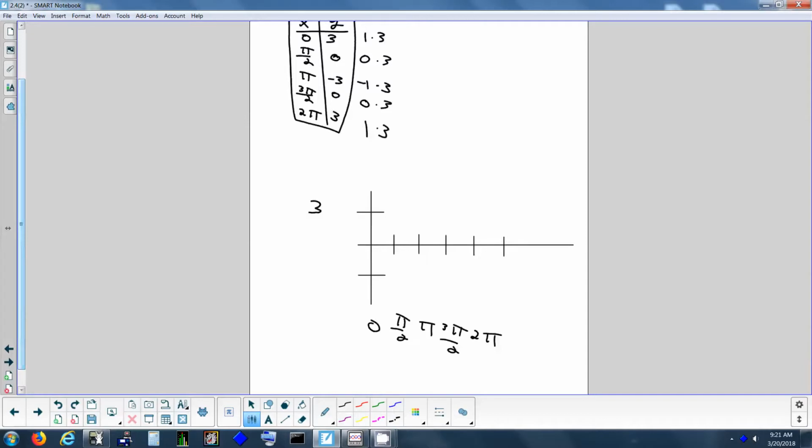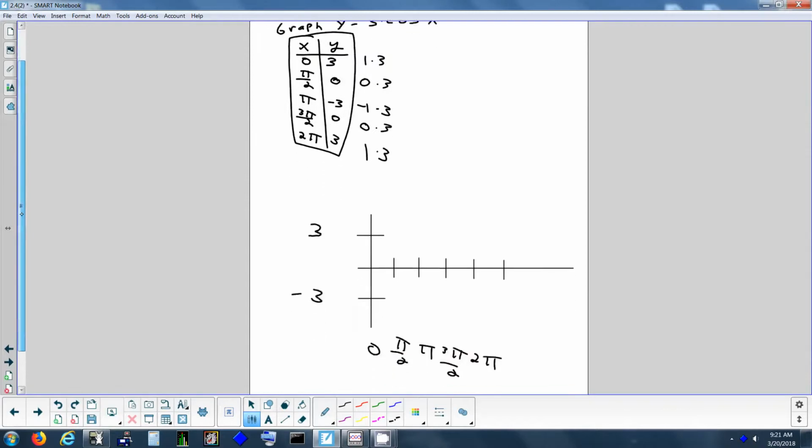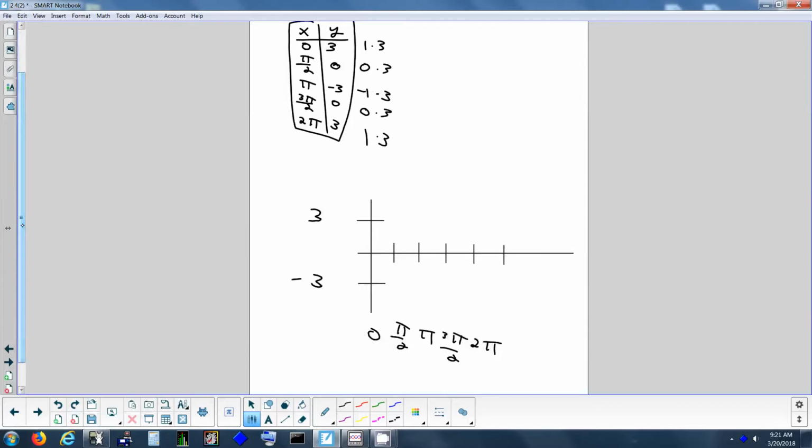The highest is 3, and the lowest is -3. That's a little different from yesterday. Okay? Look at your y column, 3 and -3. Now we can do our sketch. So we can put 0, 3, pi over 2, 0, -3, 0, back to 3.